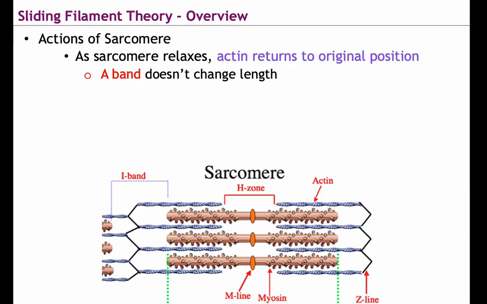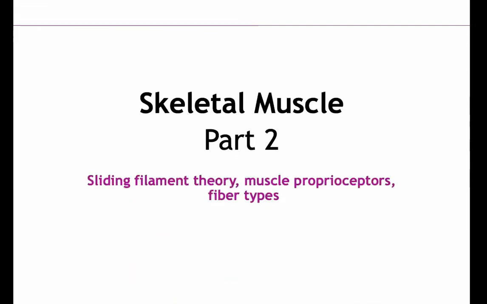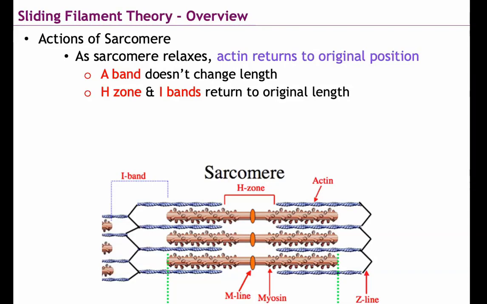And then as the sarcomere relaxes, actin returns to its original position. Again, the A-band never changed at all. The H-zone and the I-bands return to their original lengths. So that's the end of this lecture, but let's do a quick review and check out something really quickly.